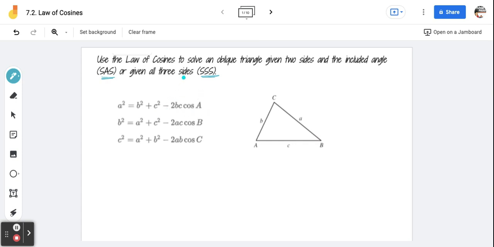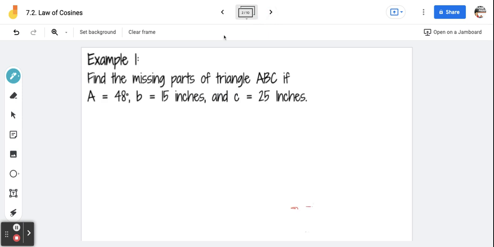All right, let's jump in and try an example where we use law of cosines to find some missing parts of the triangle. In example 1, we have a triangle. Let me draw the triangle up here. Let's call the vertices A, B, C. I'm given angle A, which is 48 degrees, side B is 15 inches, and side C is 25 inches.